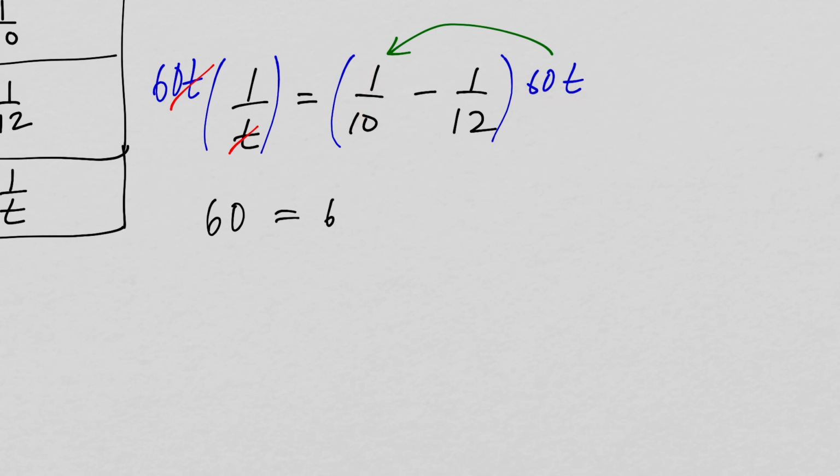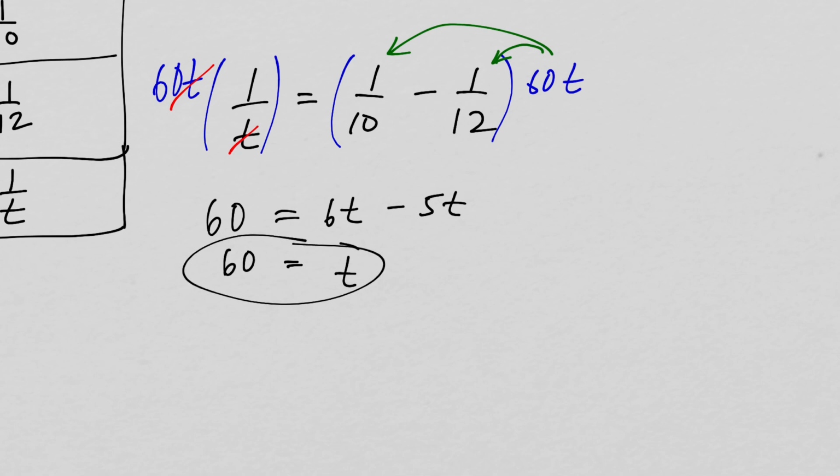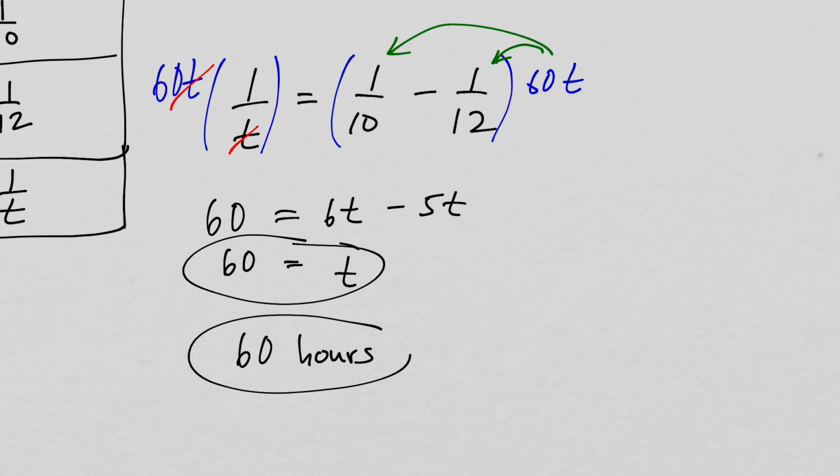So that's going to be 6T minus, and then we're going to multiply here as well. 1/12 times 60 is 5, and then also times T. And this is going to actually just be T. We get kind of lucky here. And T is 60. So that means it's going to take 60 hours to fill the pool, right?